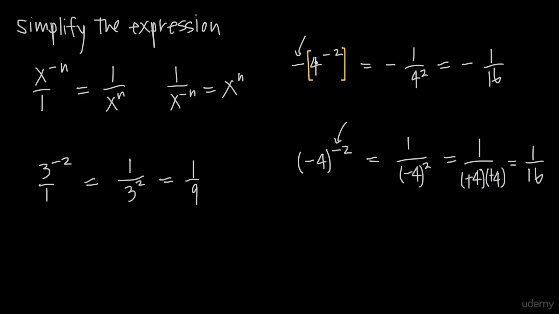So without the parentheses, we get a negative 1/16. With the parentheses, we get a positive 1/16. So just remember to be careful when you're dealing with a negative base. But other than that, those are going to be the rules we use to deal with negative exponents.